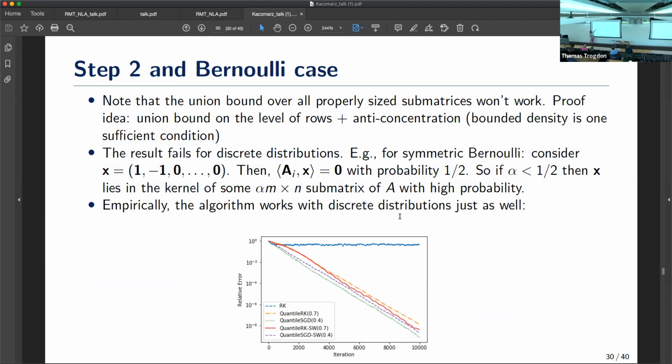If you take this structured vector of plus or minus 1, then you have probability 1/2 to make the first and second coordinate have the same sign, so it cancels out. On average, 1/2 of the rows will zero out. And because you take the worst case, you will always find this worst-case submatrix. So that's why we have this assumption that the distribution is not discrete.